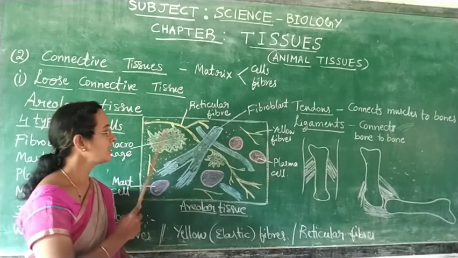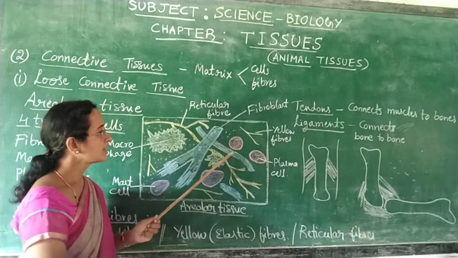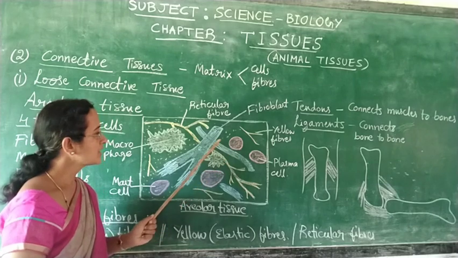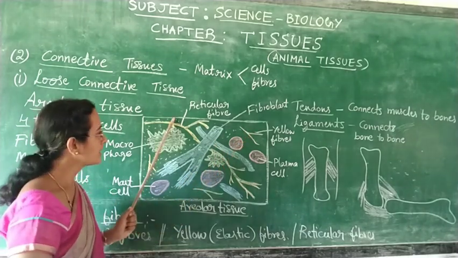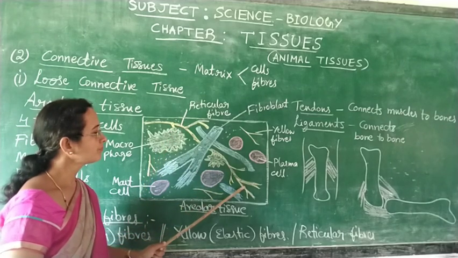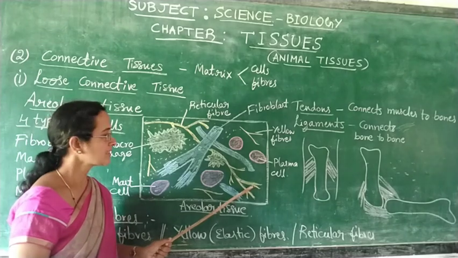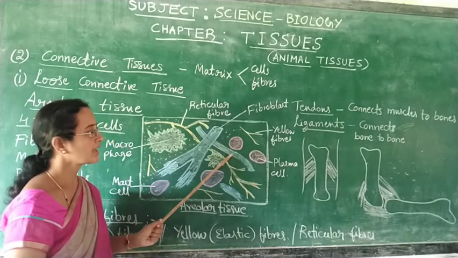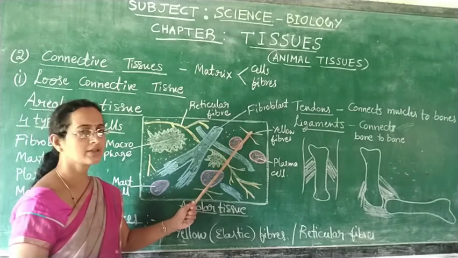Here you are finding an areolar tissue where you can see the fibers. These are white fibers or collagen fibers. These are yellow fibers or elastic fibers. And here you are seeing the reticular type of fibers which is of a network type. White fibers are in the nature of bundles, whereas yellow fibers are in the Y shape.